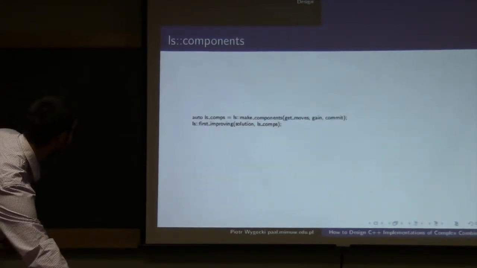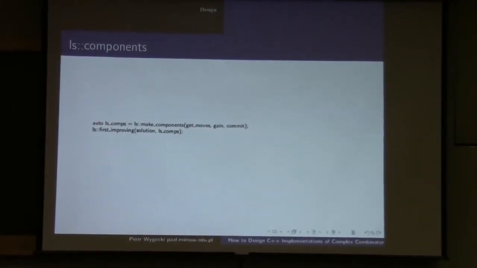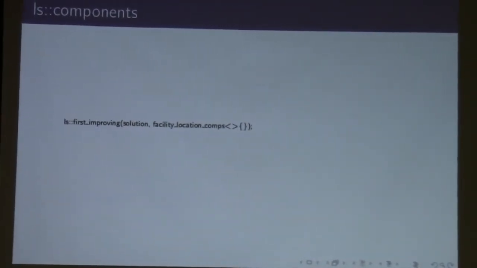Now this interface looks like that. First we have to create these components, and then we run local search providing these components. So no real gain here. It looks almost exactly the same. But this one is better, because if you got this facility location components once grouped, we can just run it this way. So it looks a little bit better, maybe.